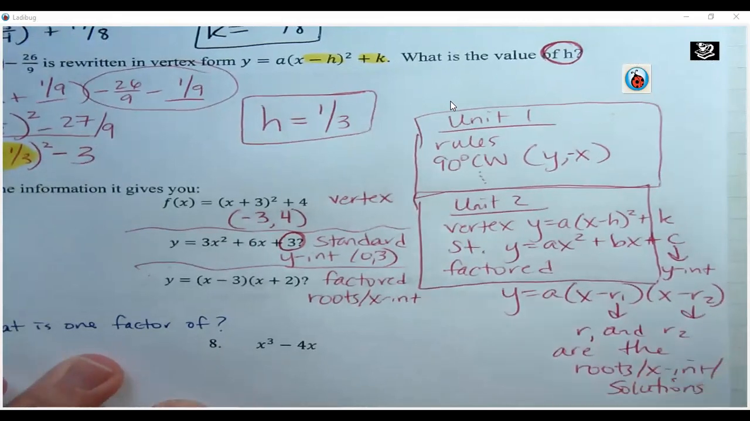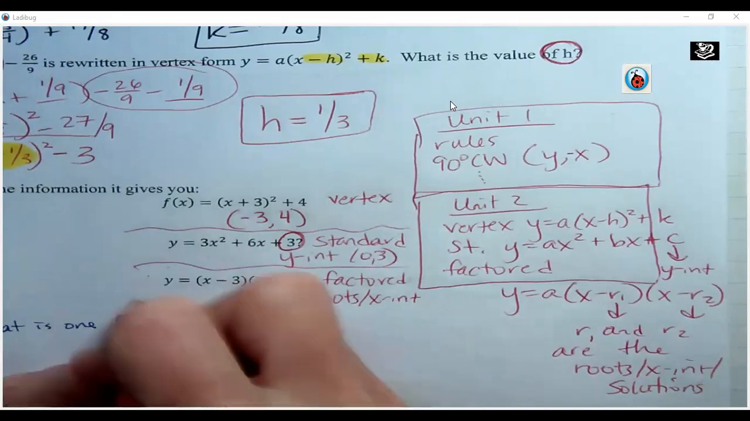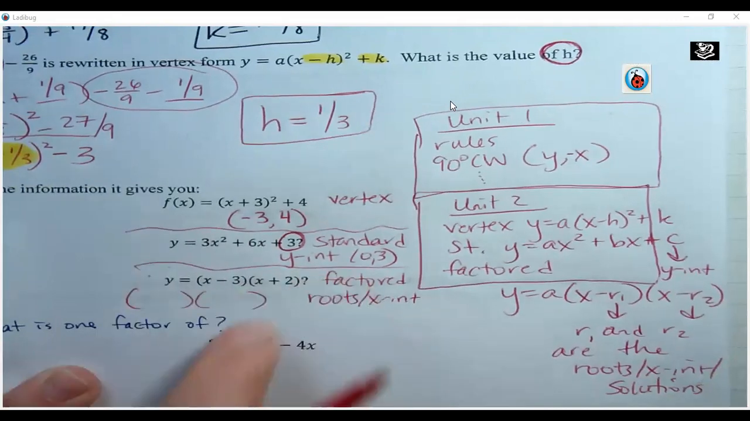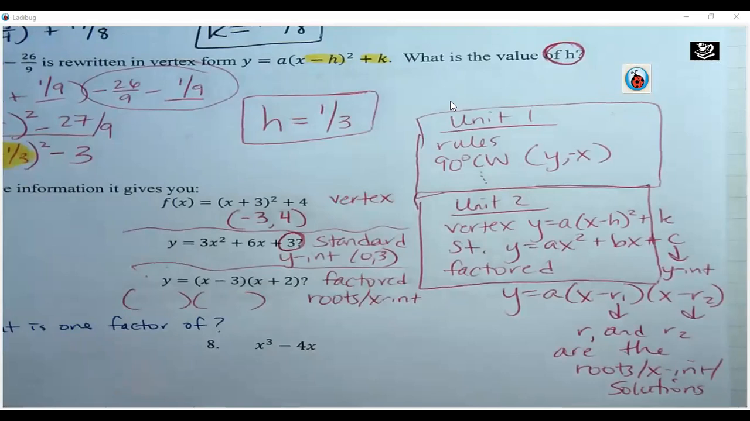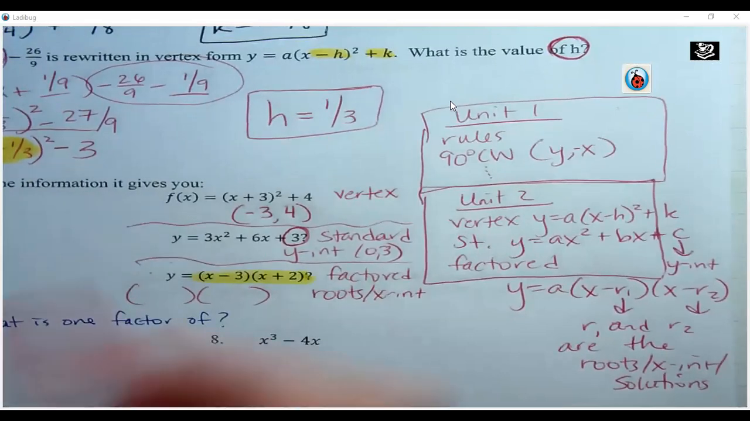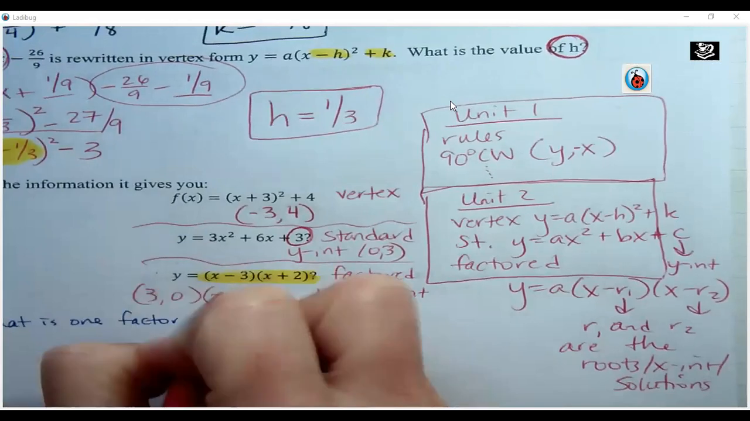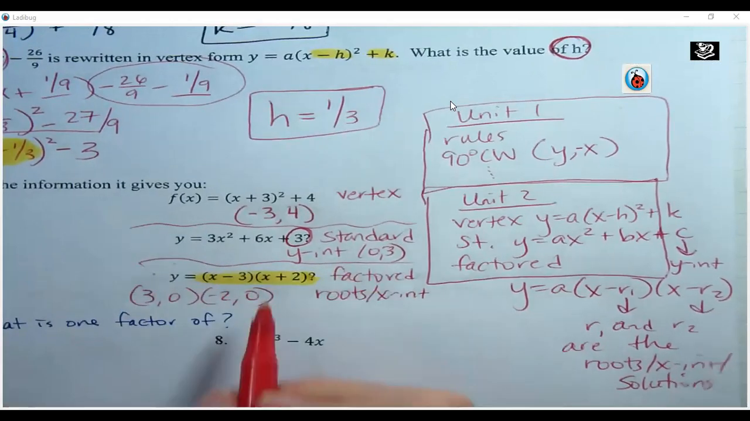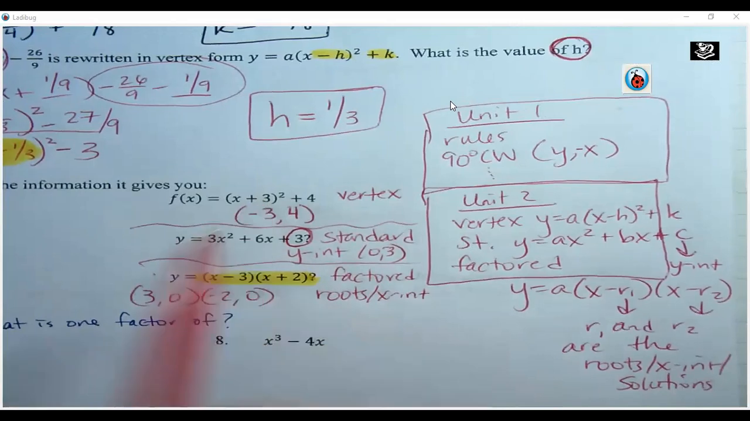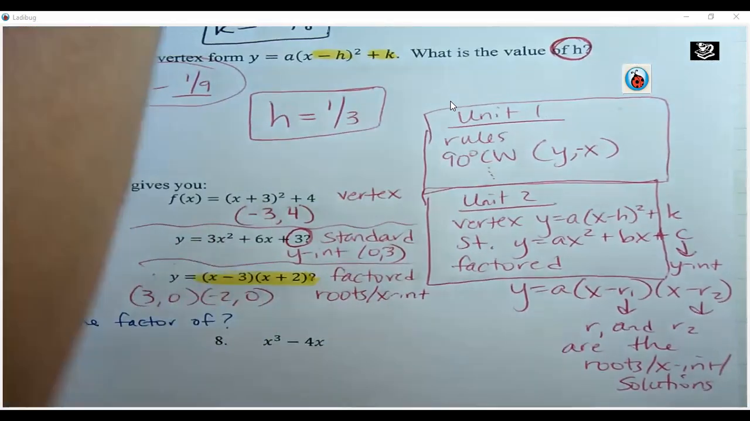Okay. All right. What are the x-intercepts of this one? 3, 0, and negative 2, 0. Good. Notice she did the opposite. Anytime you're pulling a number out of parentheses, you're doing the opposite.